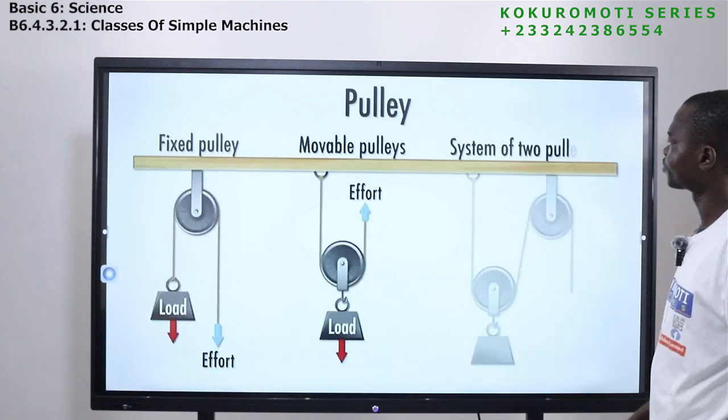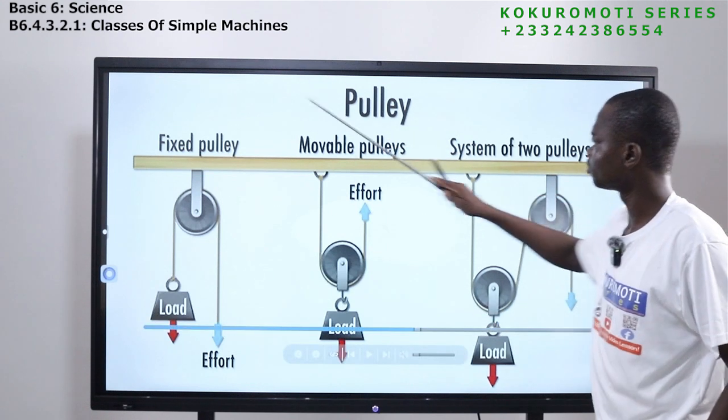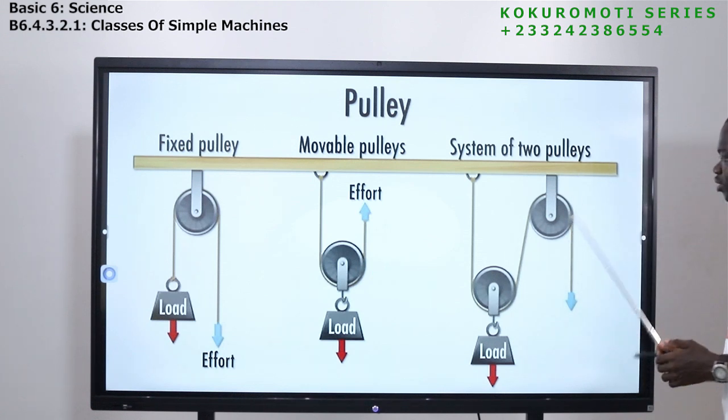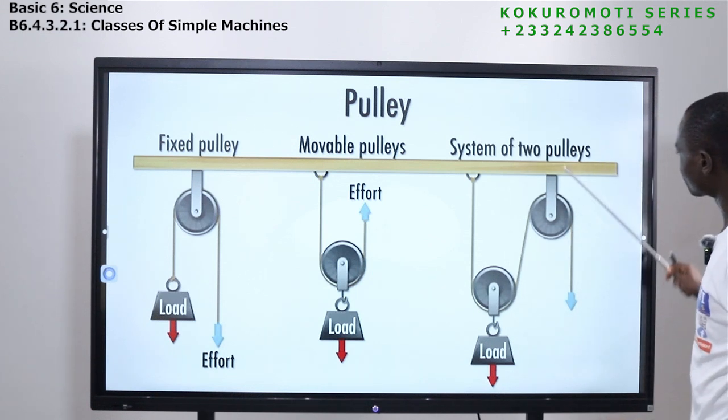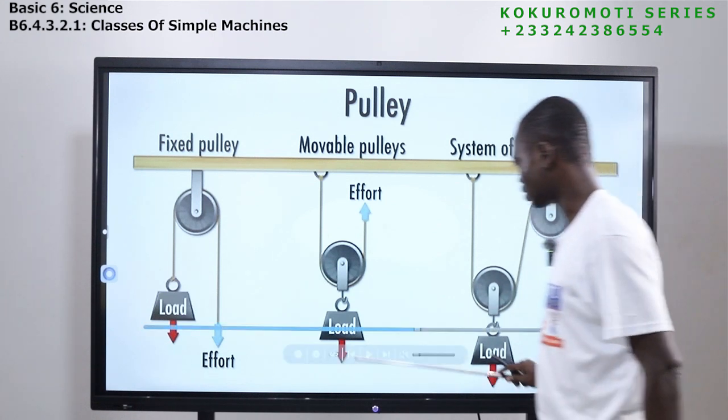So you see, we have fixed pulley, movable pulley, and then system of two pulleys. That is the compound one. Okay, so here we have fixed pulley and movable one. So the rope is attached to the fixed one. At the same time, it's attached to what? Movable one. So this is system of two pulleys. That is the compound one.